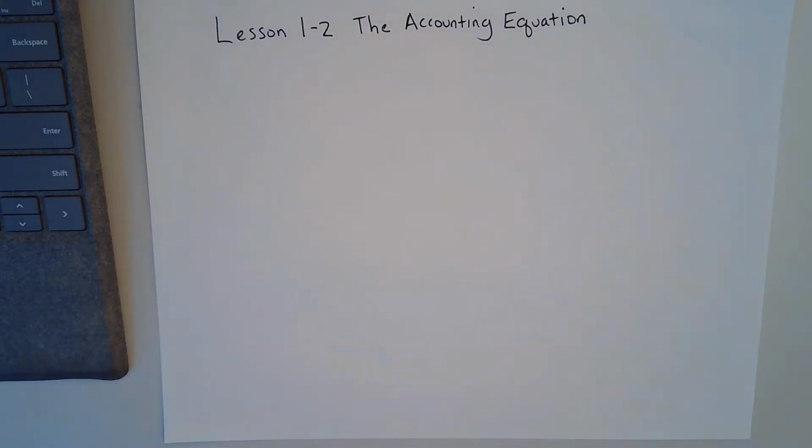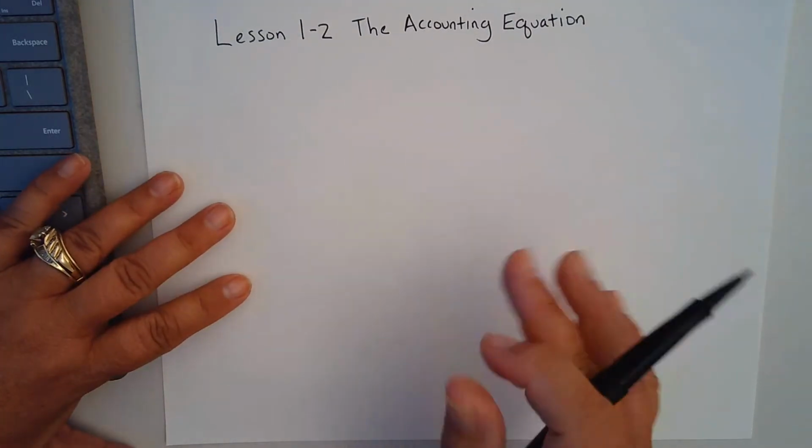So lesson 2 in chapter 1 is titled The Accounting Equation, and the accounting equation is very important for everyone to know. The accounting equation is never going away. It's always going to be a part of what we do, not just in this class, but for all accounting professionals and even just business people. You have to know the accounting equation to understand how businesses present their financial information.